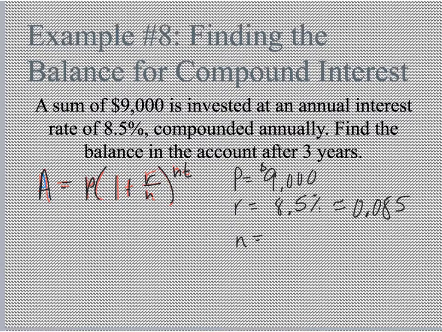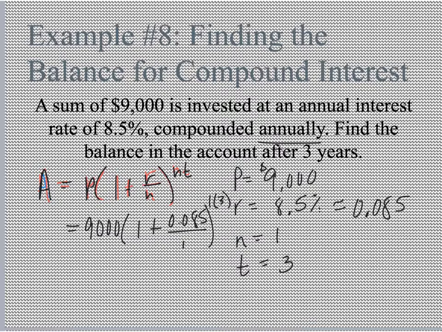N is the amount of times per year that is compounded. Since it says annually, that means once a year. So N is 1. And then T is how many years? It's 3 years. So if we substitute all these numbers in, A is equal to 9,000 times 1 plus the rate 0.085 over 1, to the 1 times 3 power.